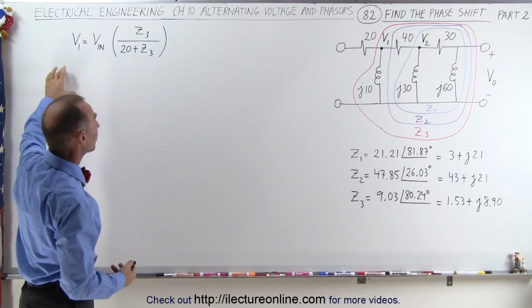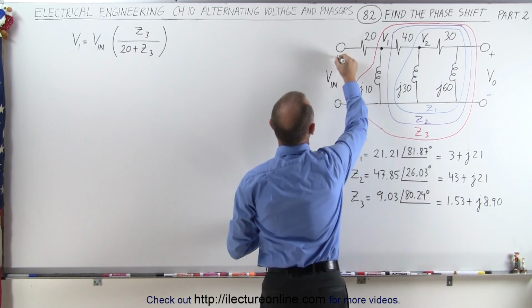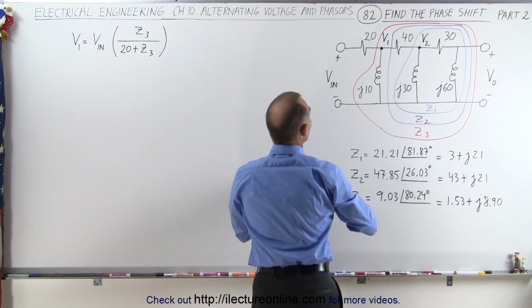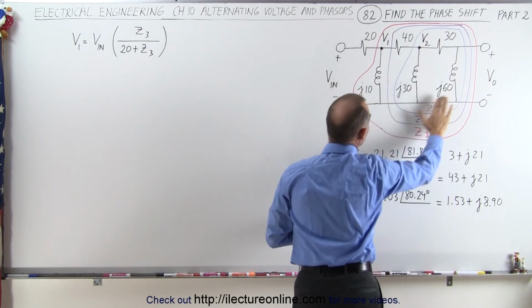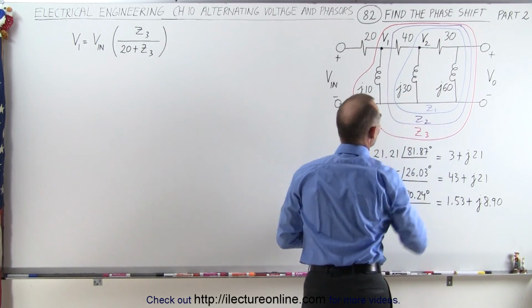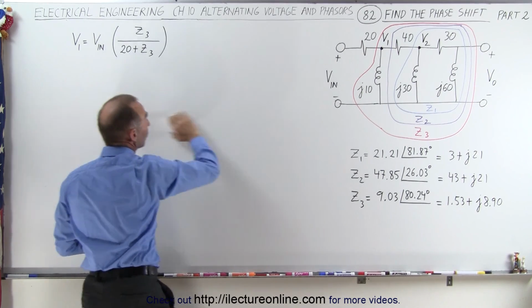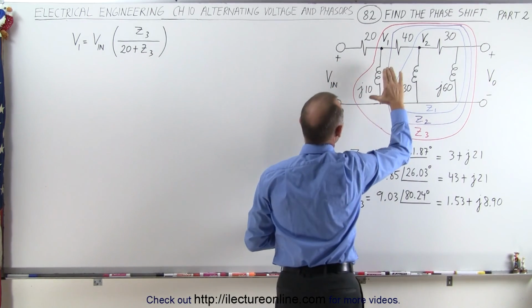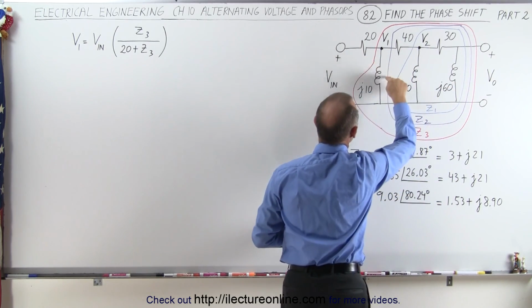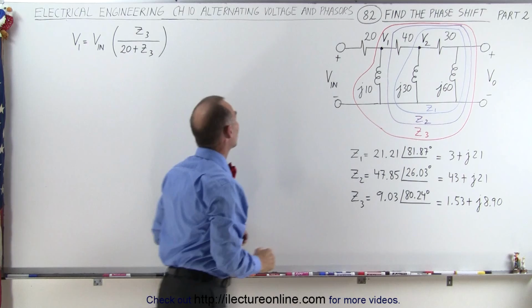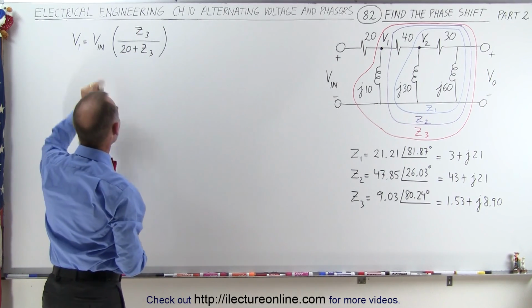We're going to say it's equal to the input voltage, and the input voltage is right here, Vin. That voltage is going to be divided over the 20 ohm resistor and the impedance of the remainder of the circuit, which is Z3. So V1 is going to be the input voltage times the impedance of the rest of the circuit divided by the sum of these two impedances. So we get Z3 divided by 20 plus Z3 times Vin.